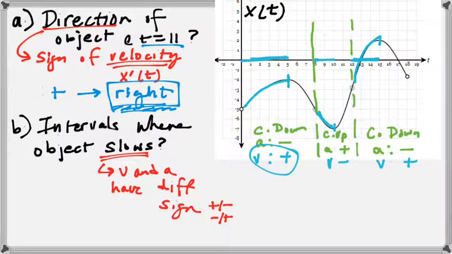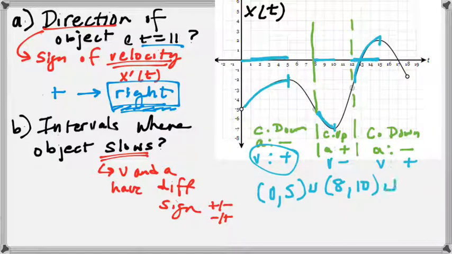So my final answer for this question would be from 0 until 5, in union with from 8 until 10, in union with 12 until 15.